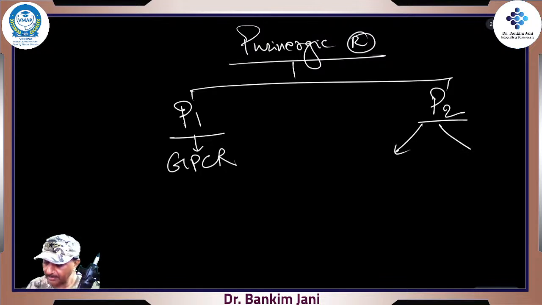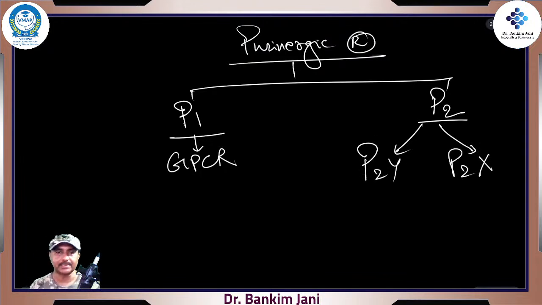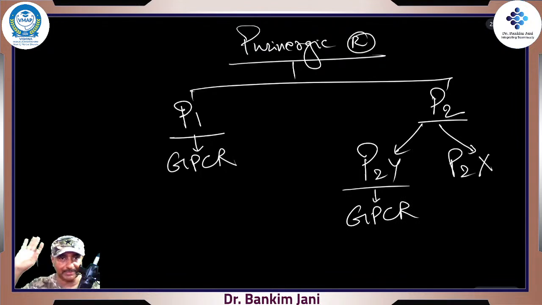This one is different. This is P2Y and this one is P2X, right? And this P2Y is once again a GPCR. So that means those 7-pass receptors. It means it is sensitive to ATP, ADP, right? All those things will come.